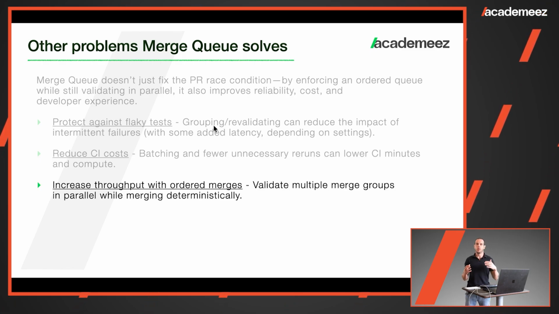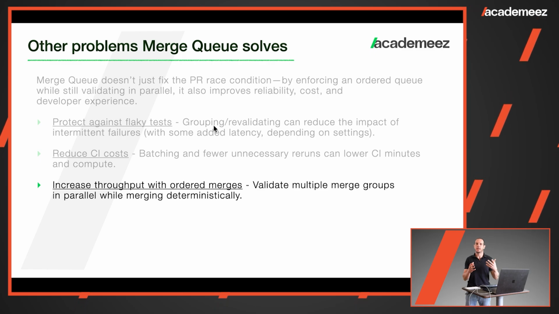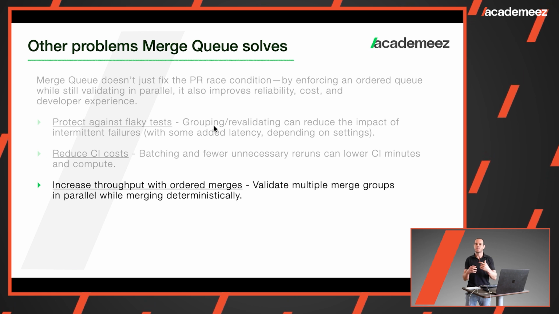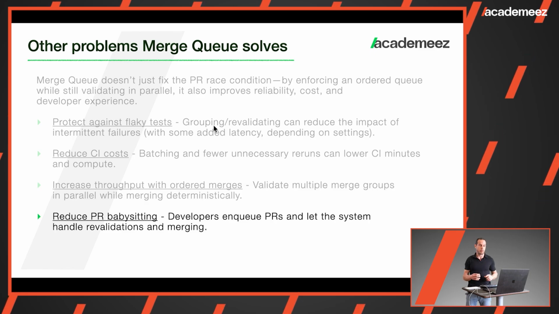So, increase throughput. When you're running a merge queue, and we're going to talk about the merge queue implementation, it runs a lot of checks in parallel, so it helps. The throughput means increased velocity. So a lot of developers can merge their pull requests quicker, and because it runs in parallel, it increases the throughput and velocity of developers merging their pull requests.